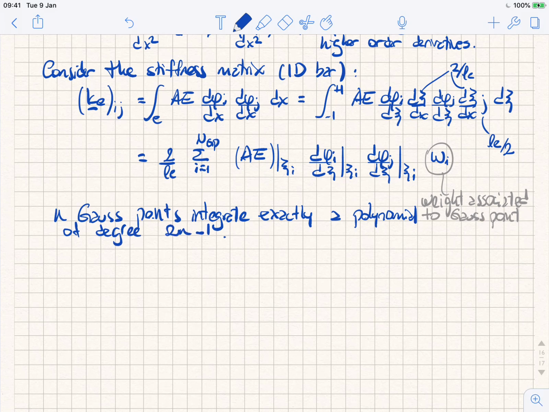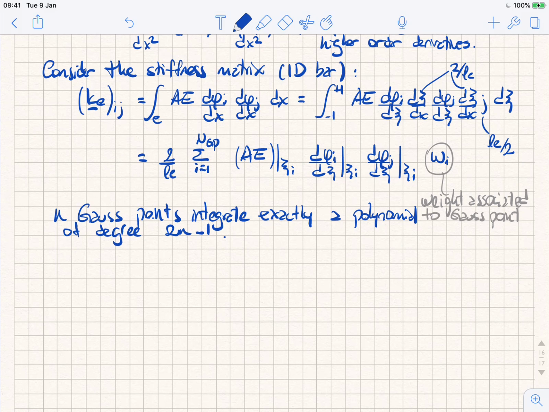Two n minus 1. So you see that everything remains the same, and in the implementation, all we have to do is stack in that vector of shape functions not only the linear components, but also quadratic, cubic, quartic, quintic, and so on. The operations remain the same. The only thing that changed is that we keep the linear mapping of the geometry, and we need to increase the number of Gauss points.